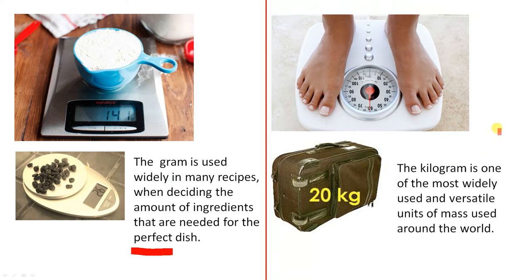The kilogram is one of the most widely used and versatile units of mass used around the world. So luggage is normally measured in kilograms, and the mass of a person using a particular scale is usually measured in kilograms. So they're just a few examples of some of the units that are used in everyday life.